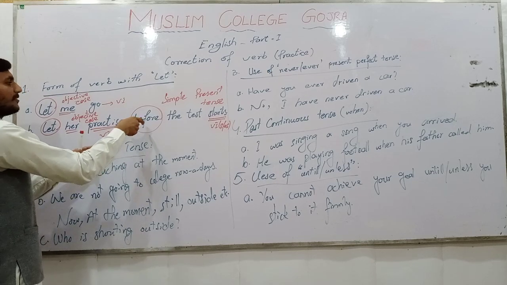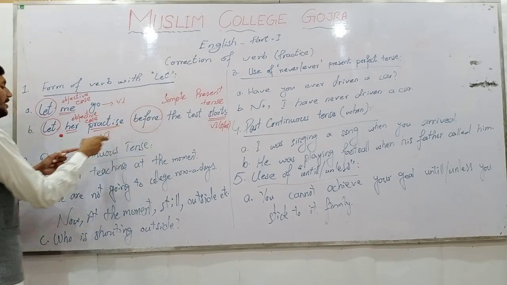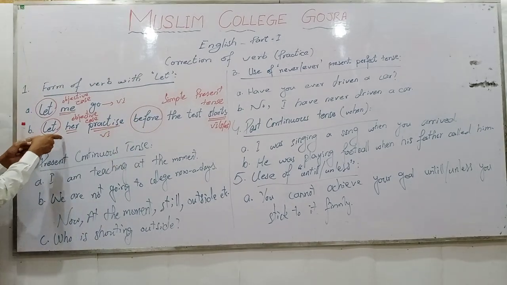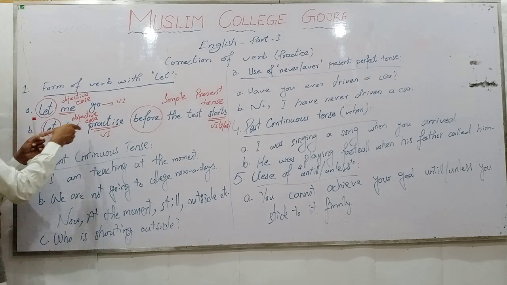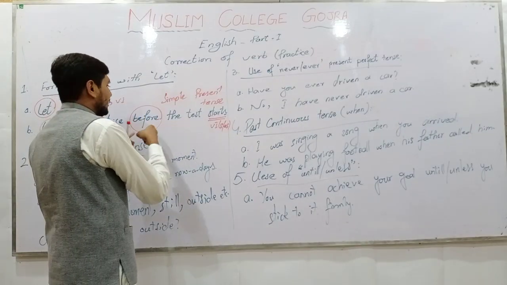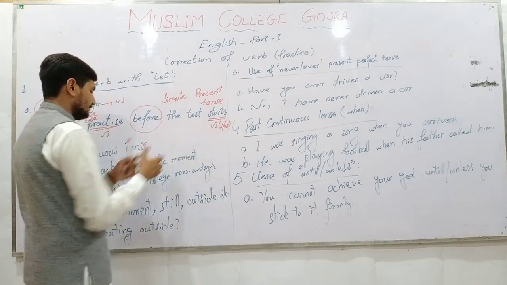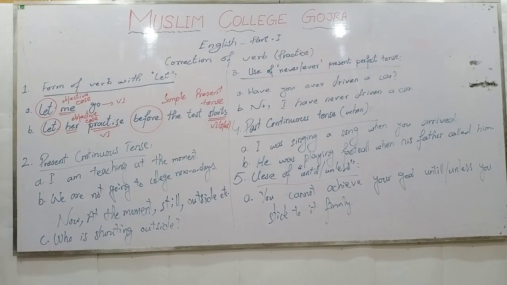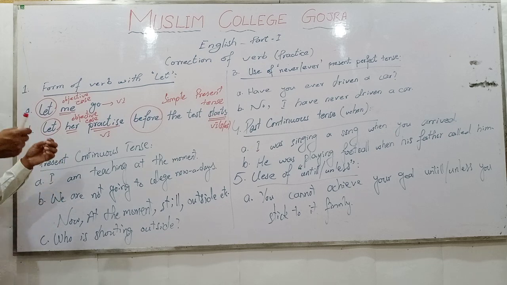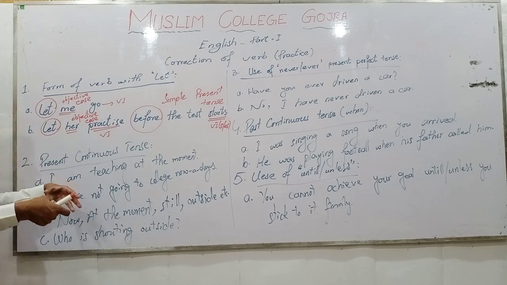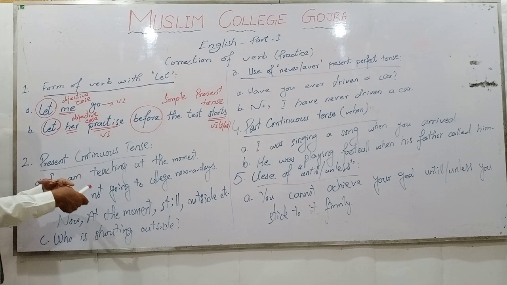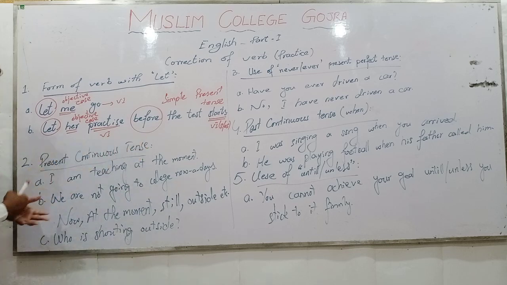And if it has two clauses with the conjunction before, it should have verb's present form with the let clause and simple present tense in the before clause. The other point is present continuous tense. It's very simple. Whatever indication is given to you for an action that is continuous at the moment should be written in present continuous tense.